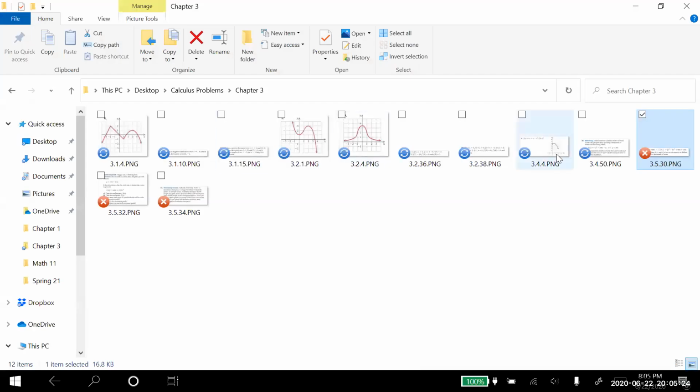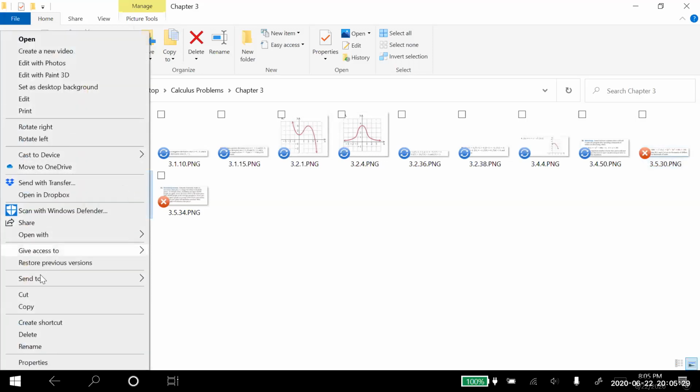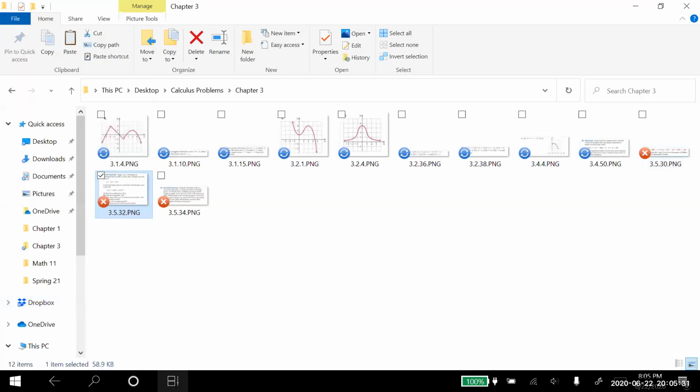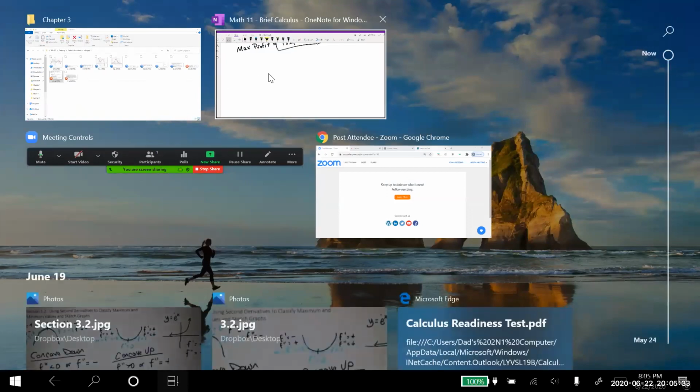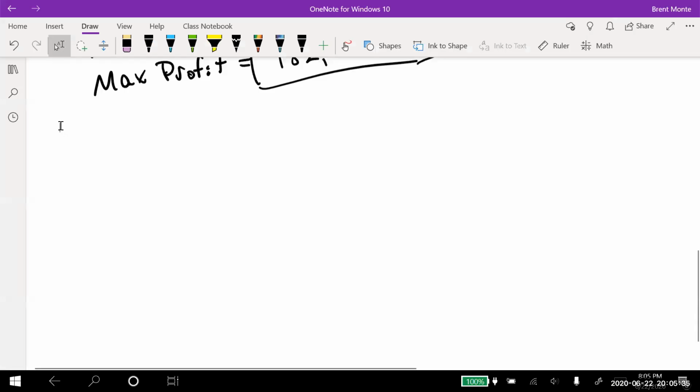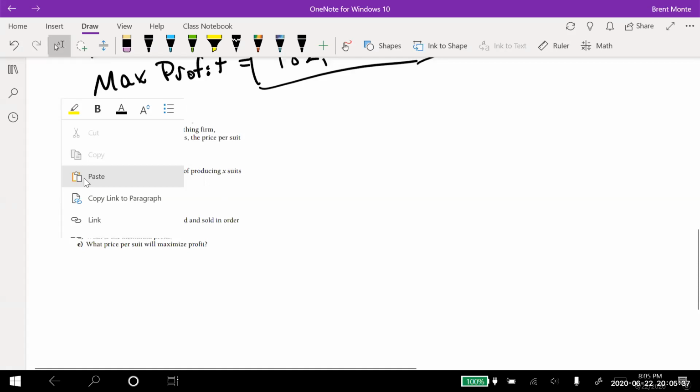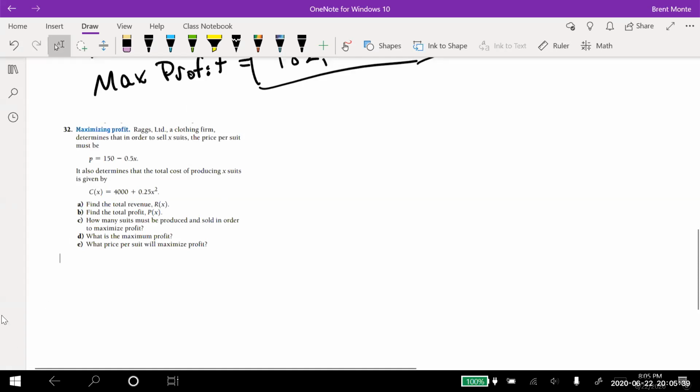It is problem 32. So let's copy this one. We'll go back and paste it in here. A lot more steps in this problem, as you can see.